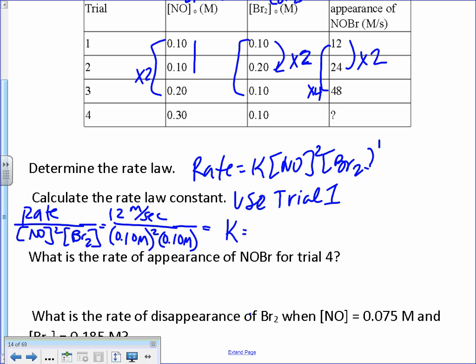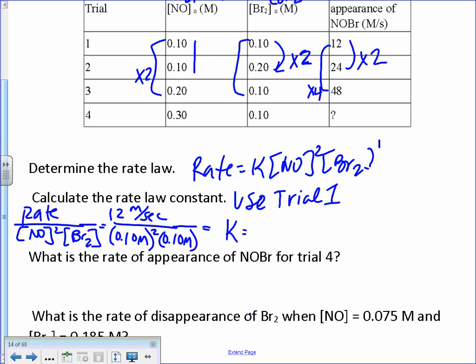All right, so everybody get NO squared, or second order, and Br2 to the first order from table logic, yeah. What about the 0.3? So that one you couldn't account for because the rate is not present in trial 4. So that we're going to talk about in the next step here. We're going to figure out what the rate is, and then we can verify that our orders are correct, but you just couldn't use that trial.